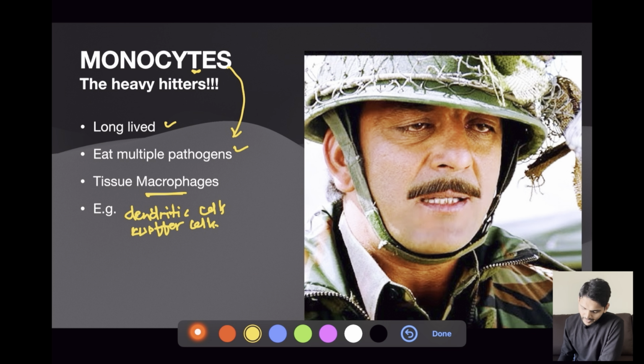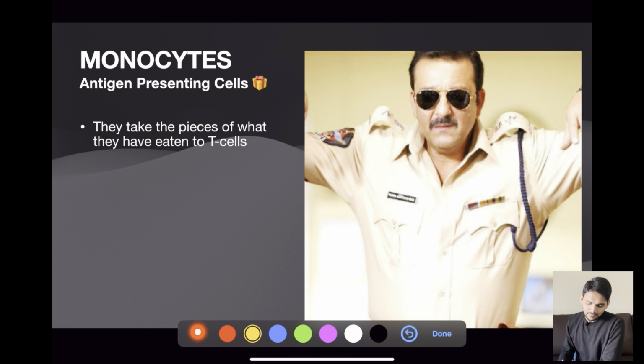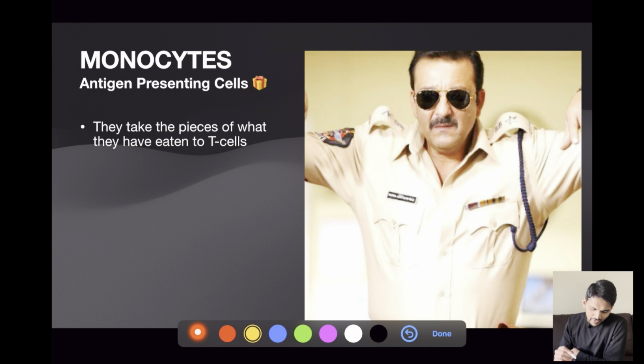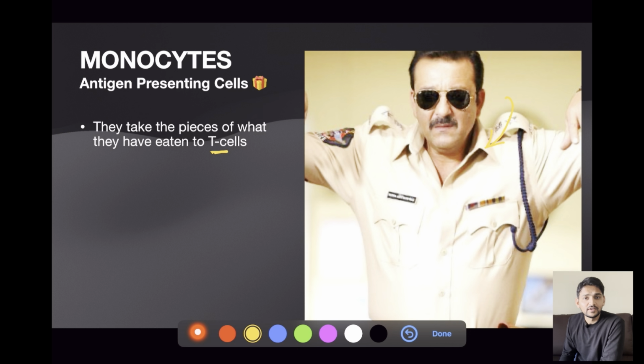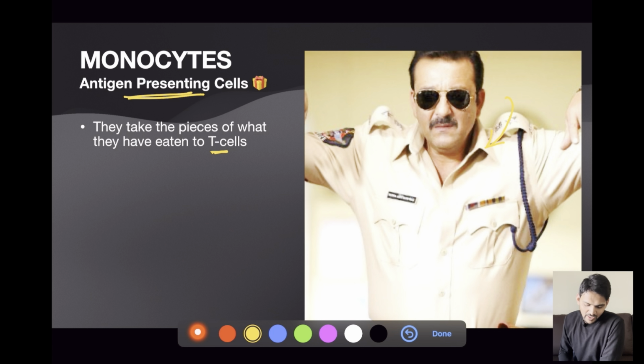This is another type of white blood cell which will come for the rescue. Now, something special about monocytes is they will not only eat multiple pathogens at a time, whatever they have eaten, they will take some pieces of that to T cells. So they will go back and present some part of the pathogen to T cells. They will tell them, see, this tastier thing has invaded the body. You also come and enjoy. That's why they are also called antigen presenting cells. So they are presenting part of the antigen to T cells.